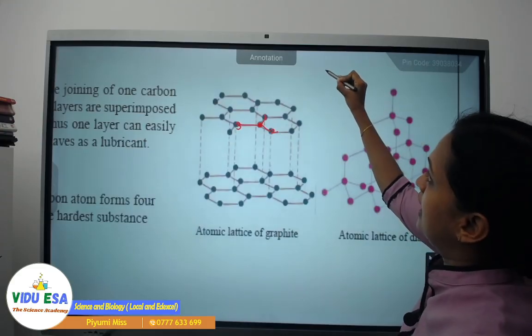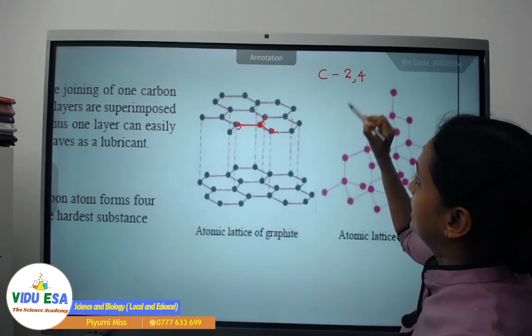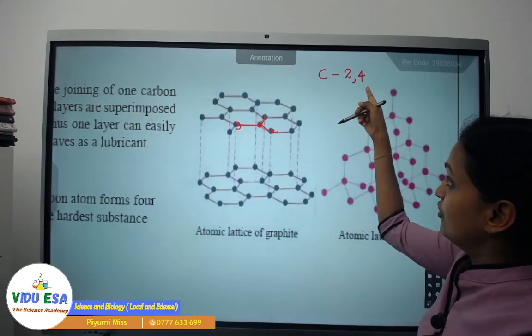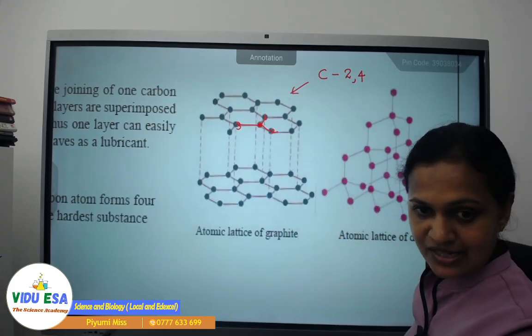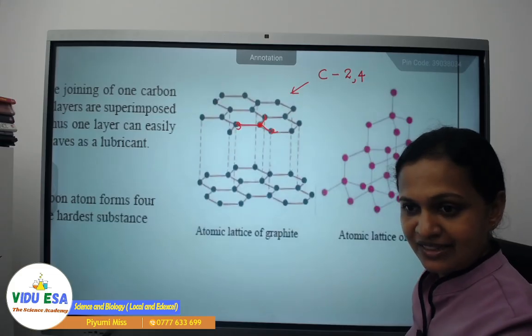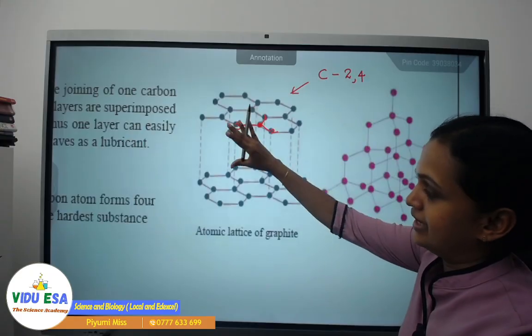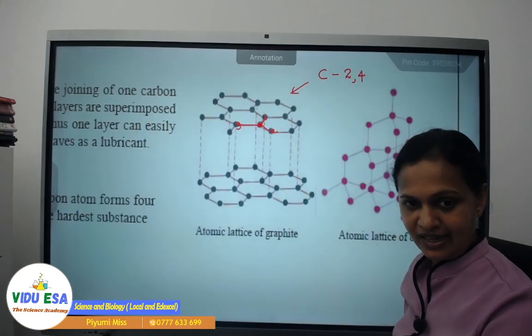But we know carbon's electronic configuration is 2, 4. It has 4 electrons in the outermost energy level. Out of the 4, in graphite, it has made only 3 bonds. One electron is remaining. Now here in the case of the atomic lattice of graphite, this is made as layers, right?